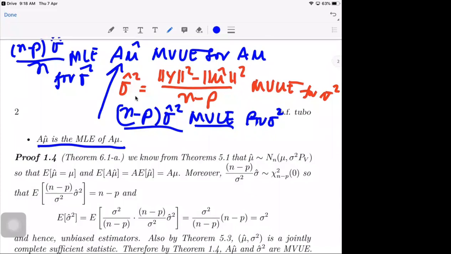Okay, so for the proof of the first part, what we want to show is that A mu hat is the MVUE for A mu.